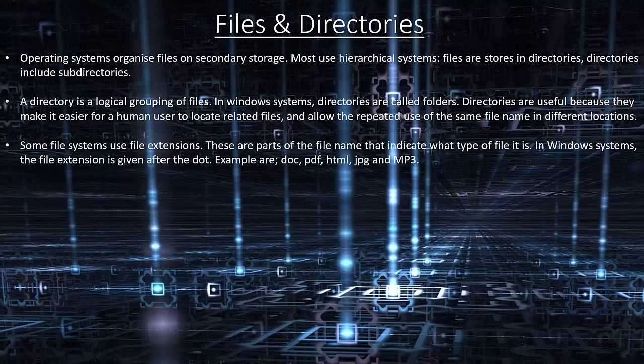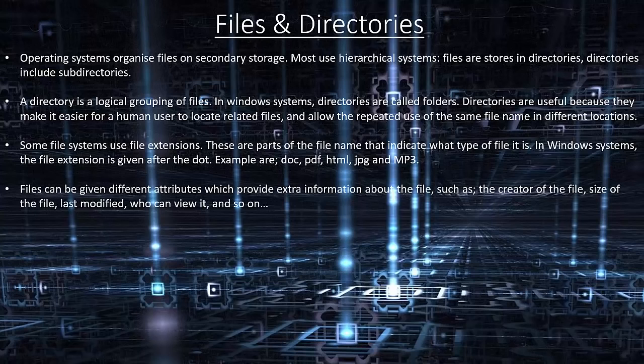Some file systems use file extensions. These are part of the file name that indicate what type of file it is. In Windows systems, the file extension is given after the dot. For example, doc, PDF, HTML, JPEG, and MP3. Files can be given different attributes which provide extra information about the file, such as the creator of the file, size of the file, last modified, and who can view it.